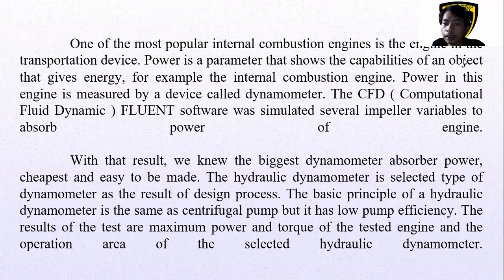The hydraulic dynamometer is the selected type of dynamometer as the result of the design process. The basic principle of a hydraulic dynamometer is the same as a centrifugal pump, but it has low pump efficiency. The results of the test are the maximum power and torque of the test engine and the operation area of the selected hydraulic dynamometer.